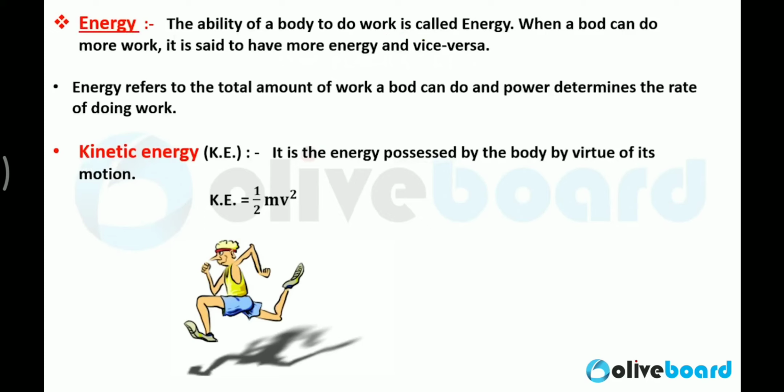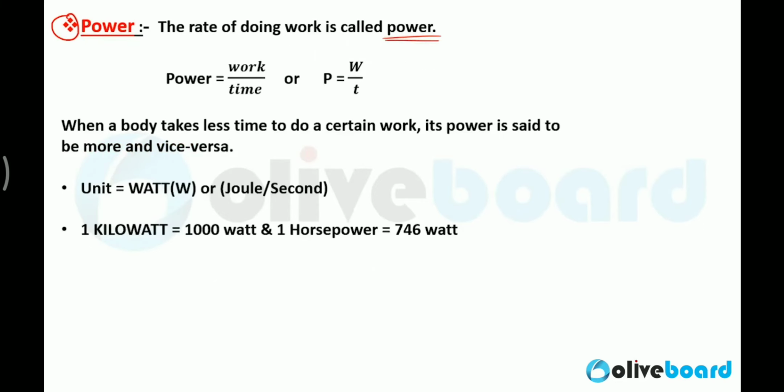Energy is what? The ability of a body to do work. The ability of a body to do work is called energy, and the rate of doing work is called power, which means how fast you can do any work. How fast you can do any work, that is called power, clear? That is the rate of doing work.